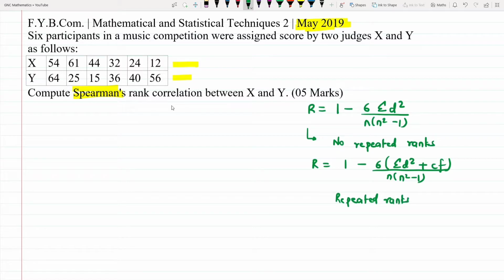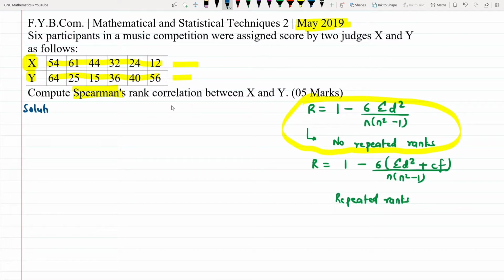Let us analyze the data which is provided to us. If you carefully look at the scores of X, you will notice that no values in X are repeated, and the same with Y. So since no values are repeated, there will be no ranks which will be repeated. So we are going to opt for the usage of capital R where no ranks are repeated. Let us start with the solution.